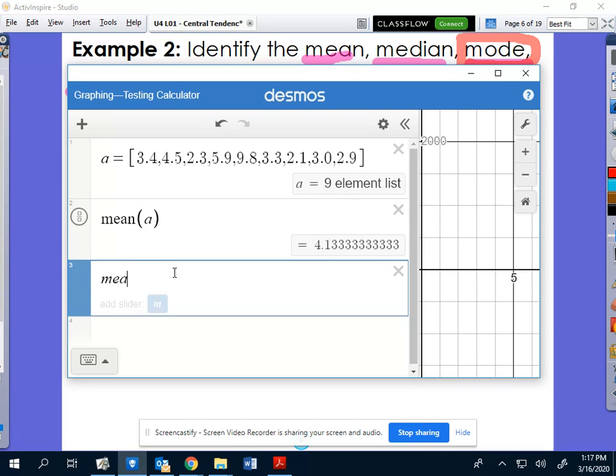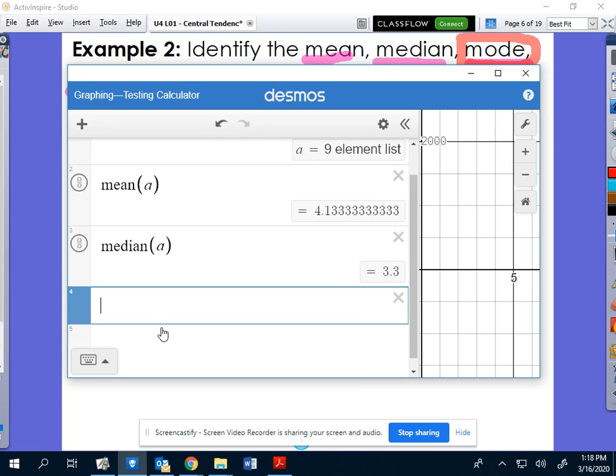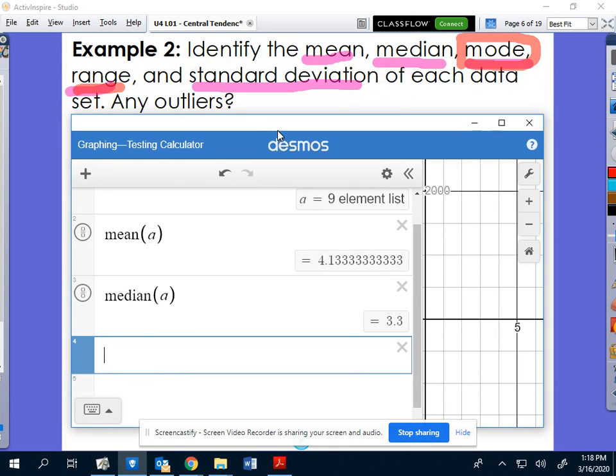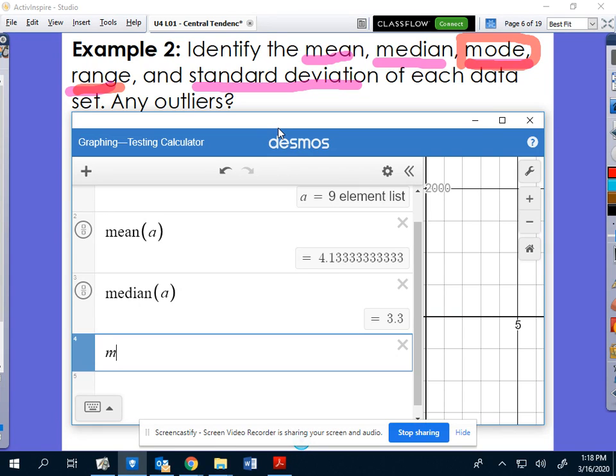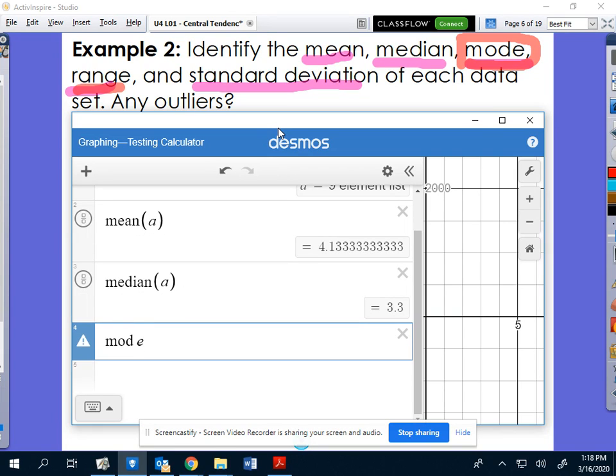Let's find the median. Median, parentheses, A. My median is 3.3. Like I said, the mode cannot be found. If you try to type mode, it's going to type that. That is not the mode. We do not want to type in mode.